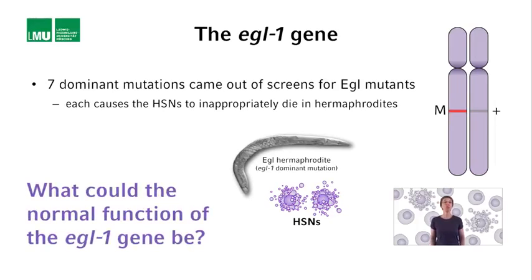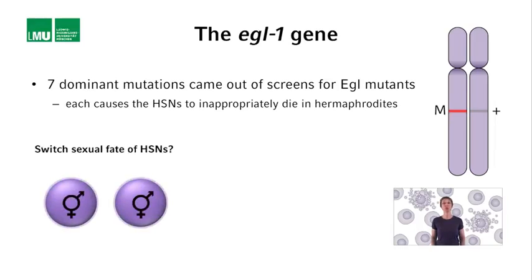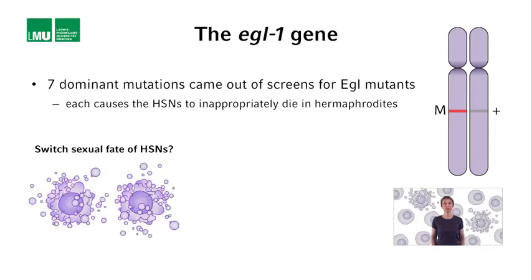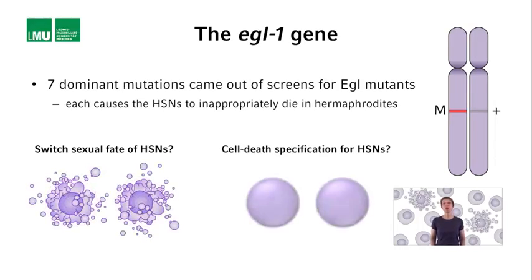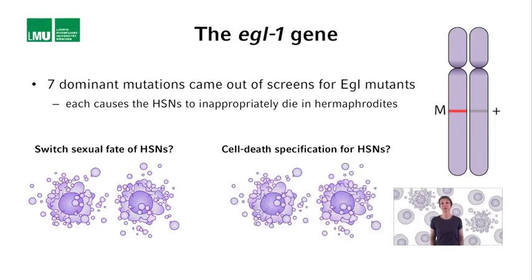Since all 7 mutations were dominant, this wasn't clear. Could it be that the AGO1 gene plays a role in sex determination, and that the dominant AGO1 mutations switch the sexual fate of the HSNs in hermaphrodites to that of males? Remember, the HSNs normally die in males. Or could it be that the AGO1 gene is another cell death specification gene, specifying the death of the HSNs?